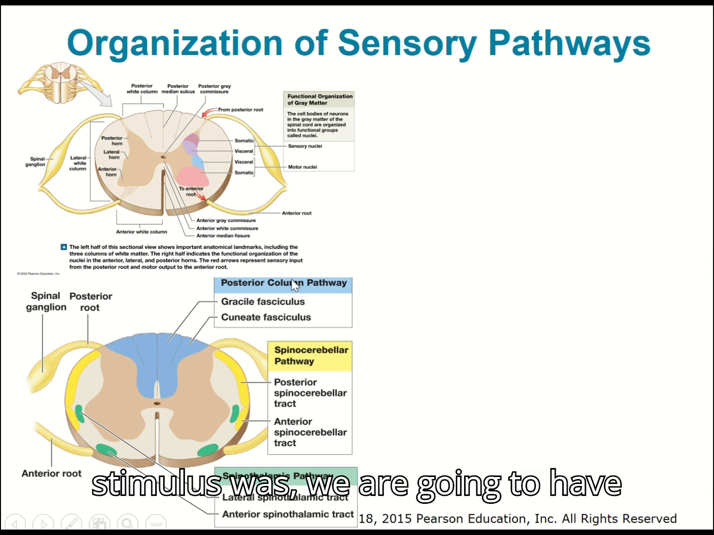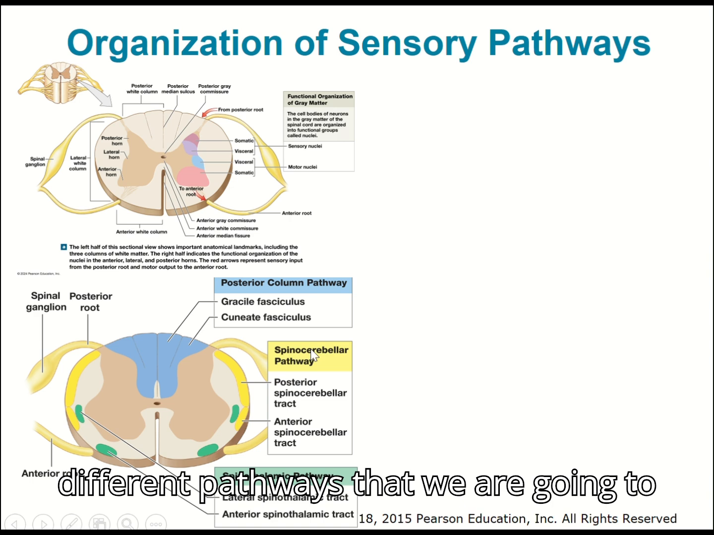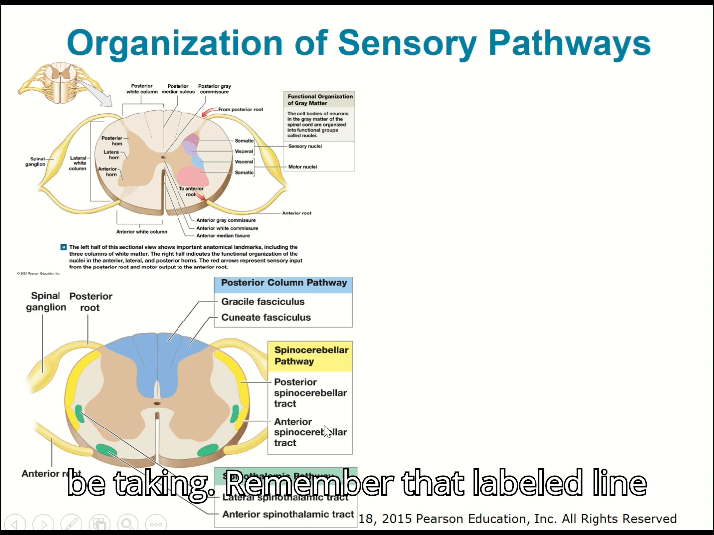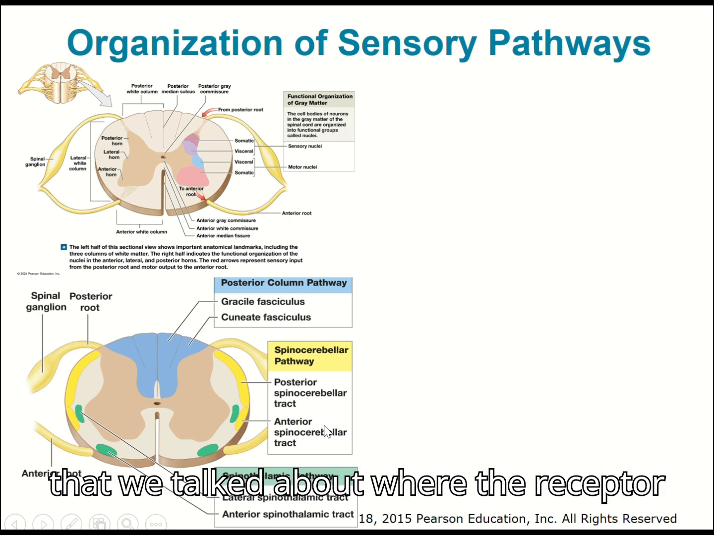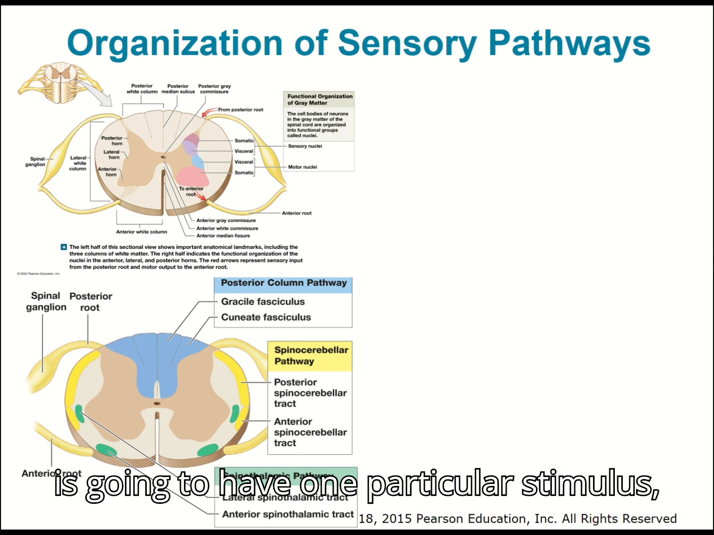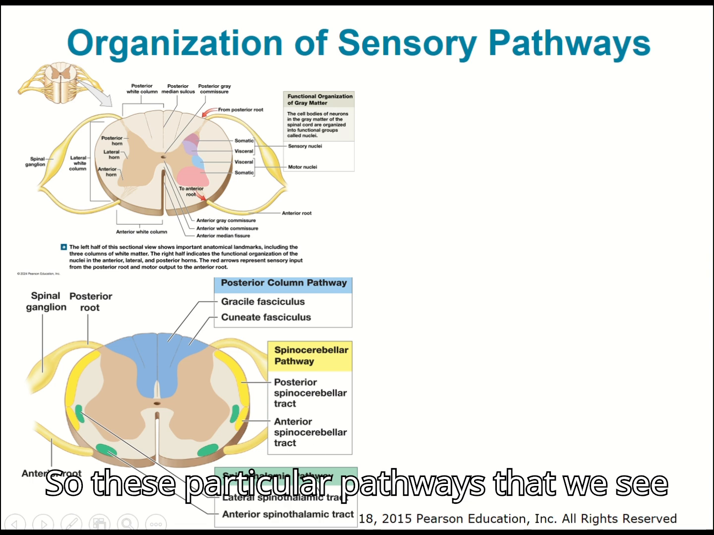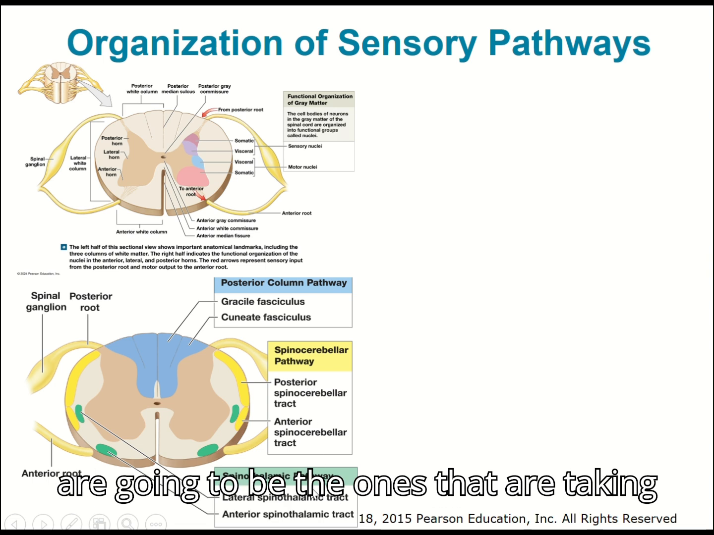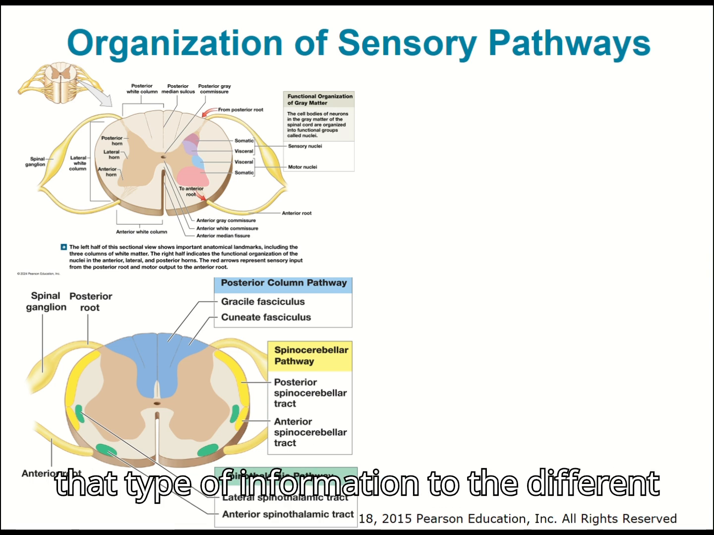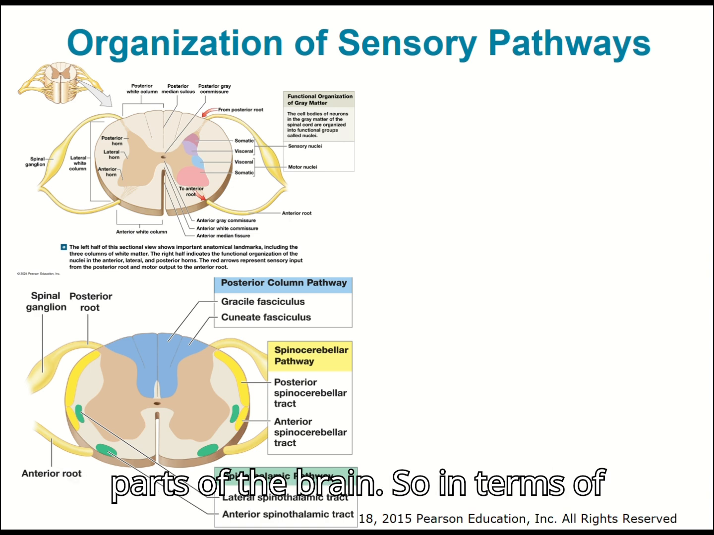Depending on what the stimulus was, we are going to have different pathways that we are going to be taking. Remember that labeled line that we talked about, where the receptor is going to have one particular stimulus, it goes through one particular pathway. So these particular pathways that we see are going to be the ones that are taking that type of information to the different parts of the brain.